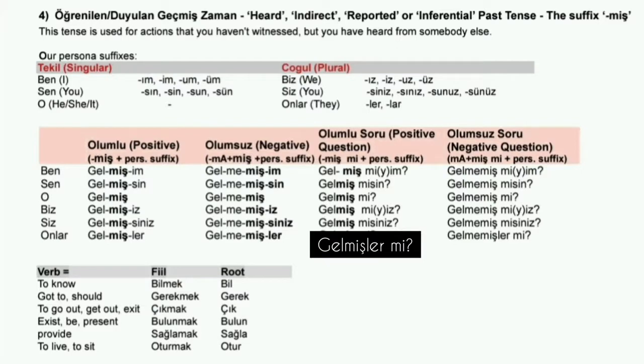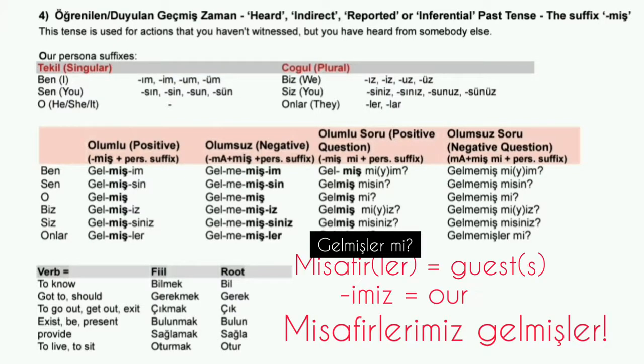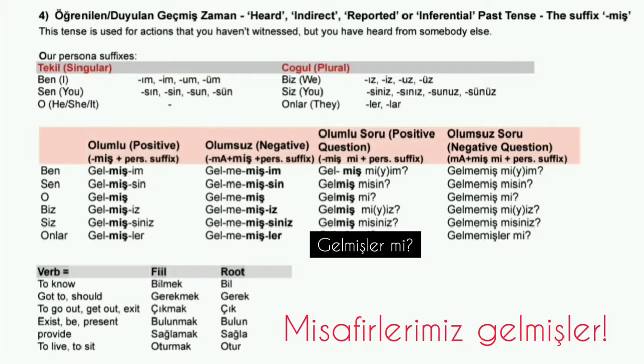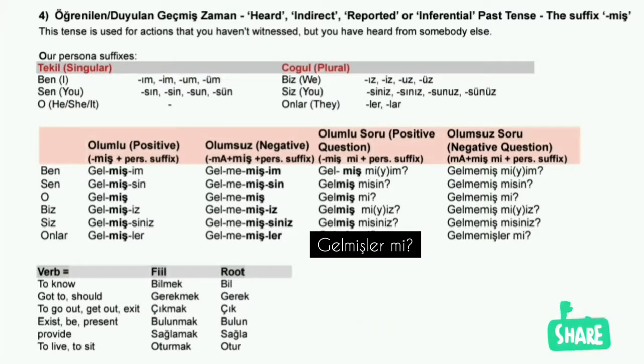For example, you were expecting some guests and you were not at home. Perhaps your wife was at home and you get home and you see your guests are there and you are saying, misafirlerimiz gelmişler. As you haven't witnessed it, you were not at home, you haven't seen it, that's why we are using this tense. I don't think we have anything in English to express this difference. So this is special to Turkish, I guess. Let me know in the comments if you have this tense in your language as well.